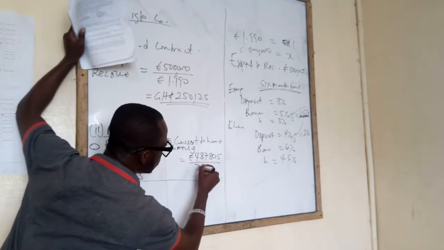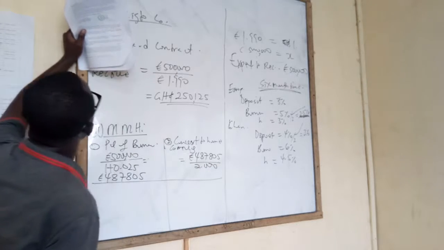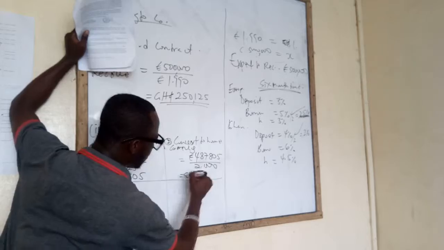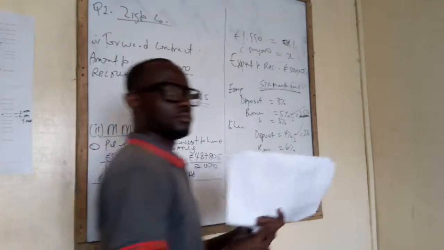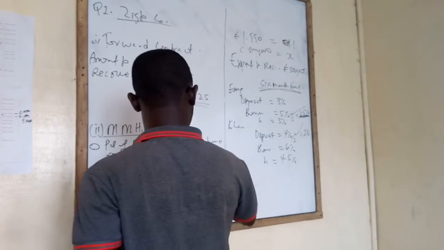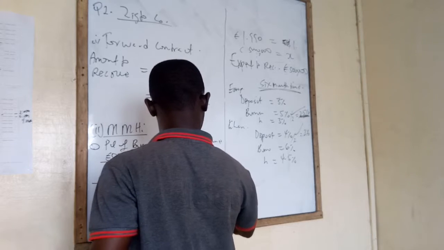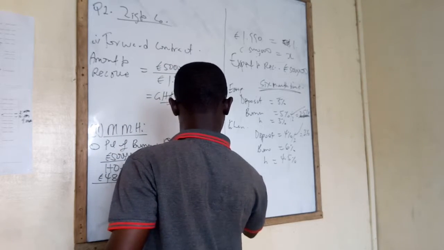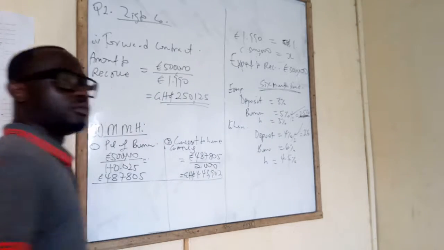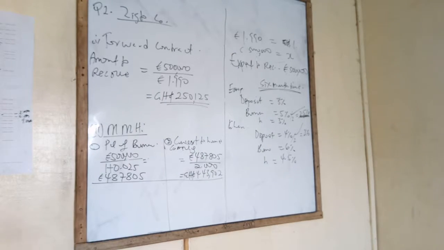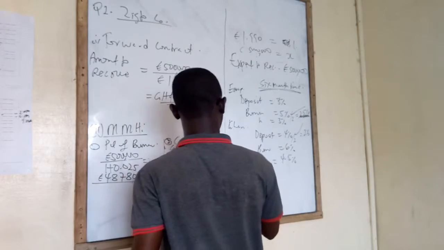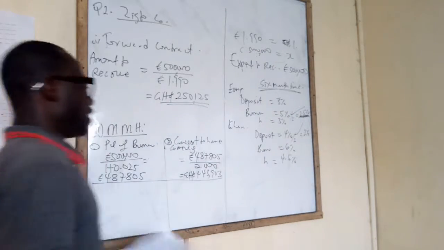487,805 divided by what? 2.00. Is it 2.00? Yeah. What do I get? And that's the amount in Ghana cedis. 243,903. I don't know if we said 3 or we said 2. Approximation. It's 0.5, so it has to go to 3.